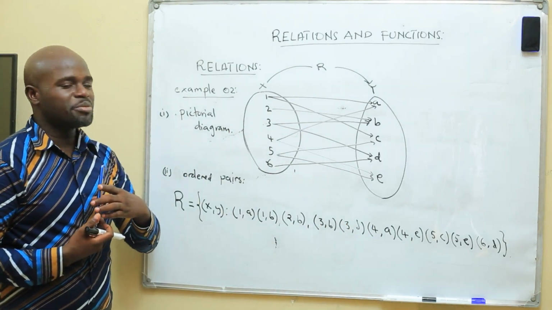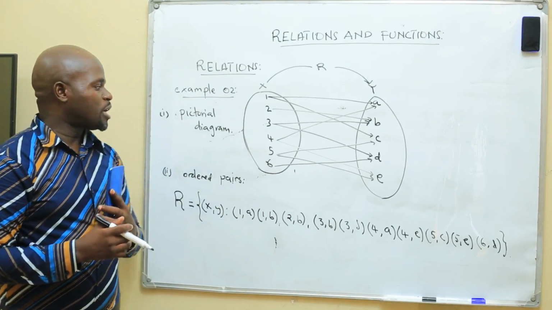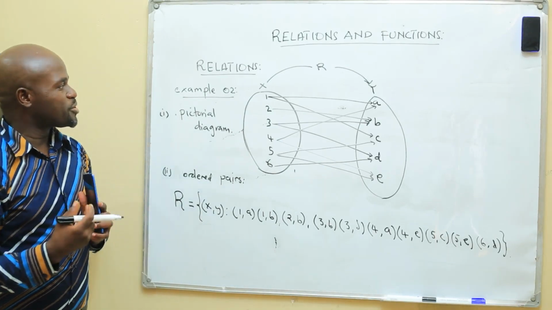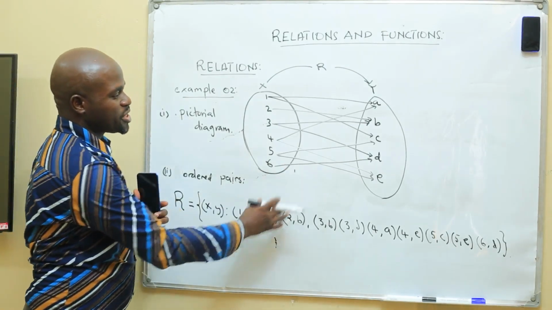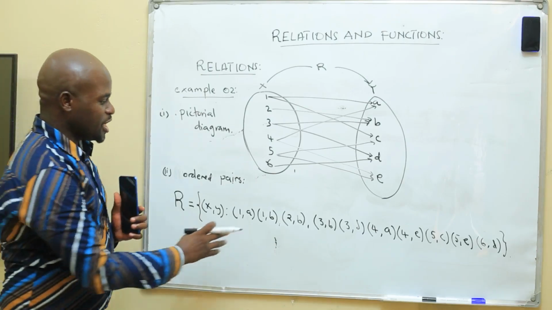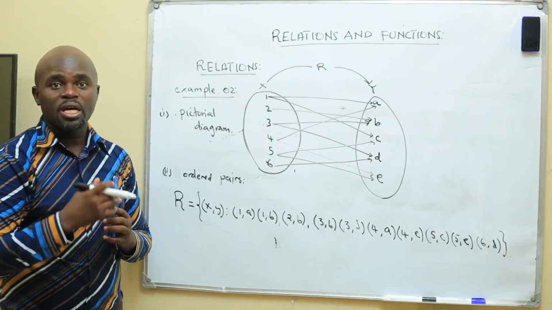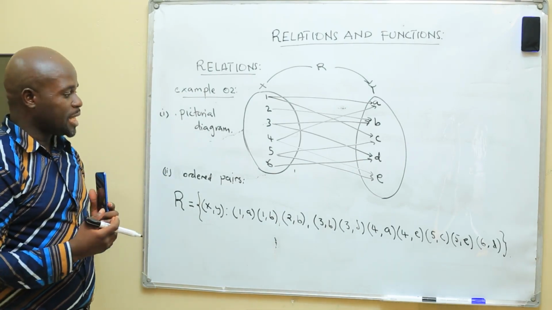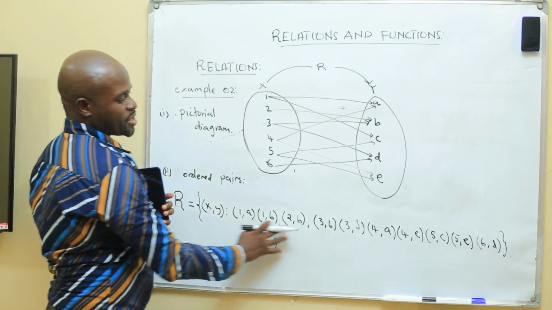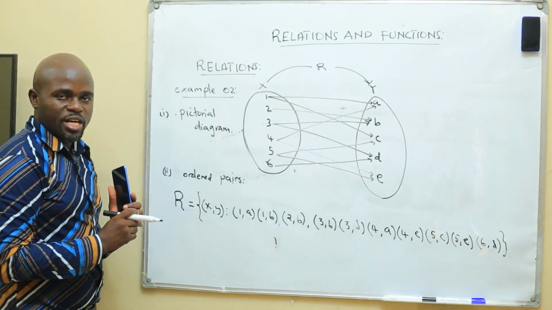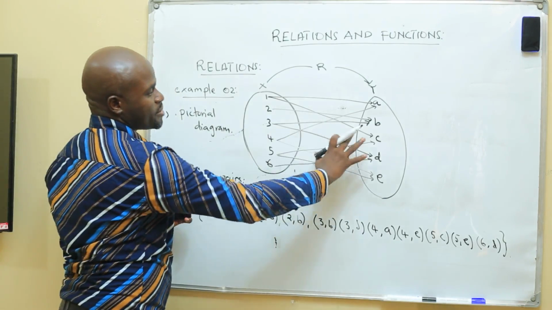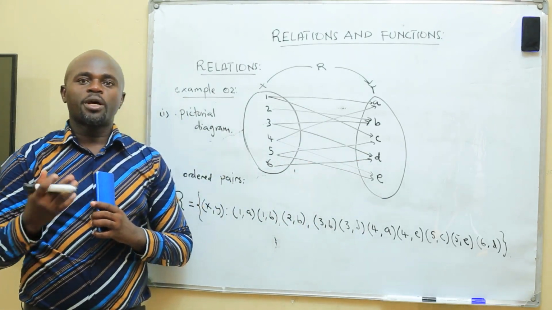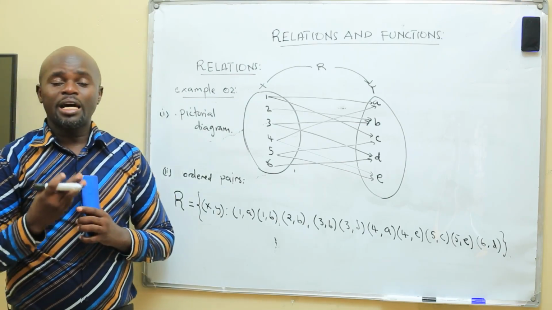So a relation can be displayed or represented in different ways. As I said, you can represent a relation in a pictorial picture. You can represent a relation in ordered pairs. So if there is a question that asks you to display or to write or to express a relation in ordered pairs, we have to do it like this. In a pictorial diagram or pictorial picture, we have to do it like this. But also we have other ways whereby you can display or represent a relation, like an equation.